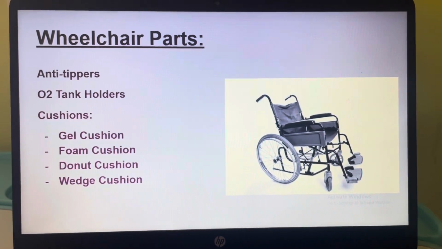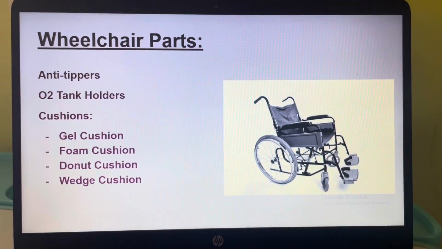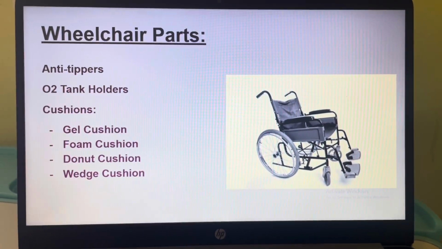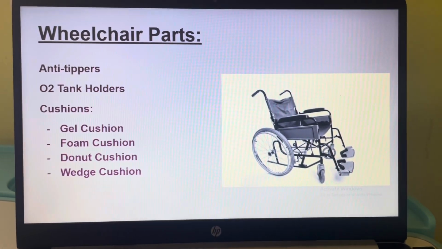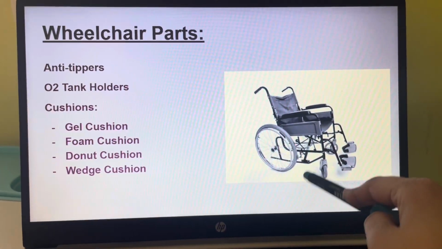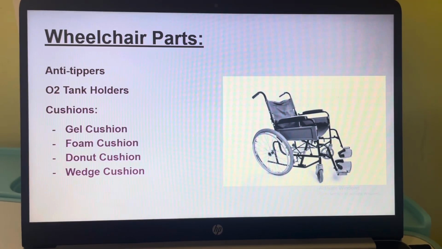Anti-tippers are usually recommended to decrease the risk of falling in cognitively impaired patients or for those who have tendency to fall backwards upon standing. They are placed on the rear end and prevent the chair from tilting backwards.